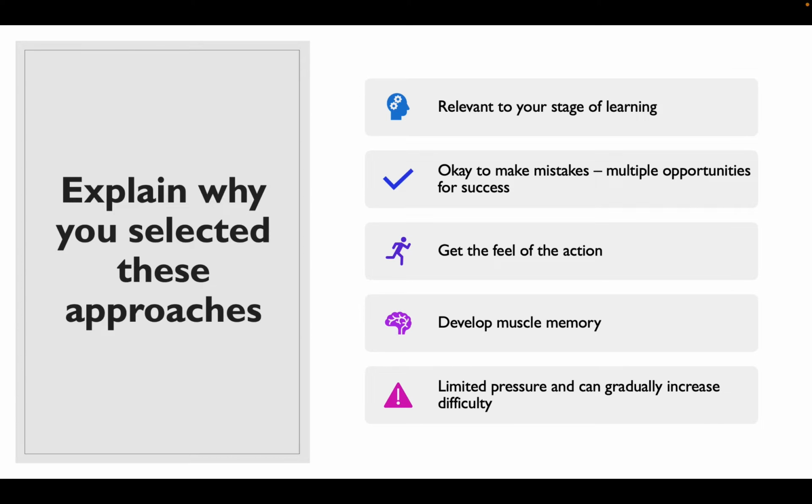So we're now going to talk about why we might use these particular approaches. Well, they could be relevant to your stage of learning. So if you're learning a new skill, doing shadow practice and then progressing on to repetition would be absolutely relevant to your stage of learning. You get multiple opportunities to practice the skill if we're doing repetition. You can get the feel of the action using shadow. Using repetition, we can get some muscle memory because we're getting a chance to groove the action over and over. These approaches can be adapted and quite easily made harder as the program progresses, and there's limited pressure using repetition because you get multiple opportunities to hit the shuttle.